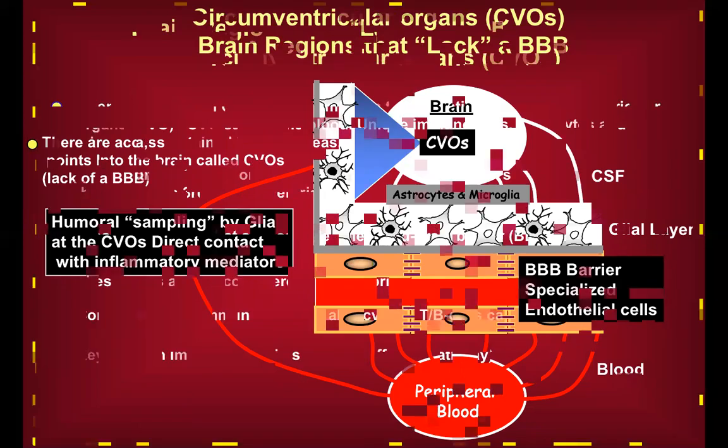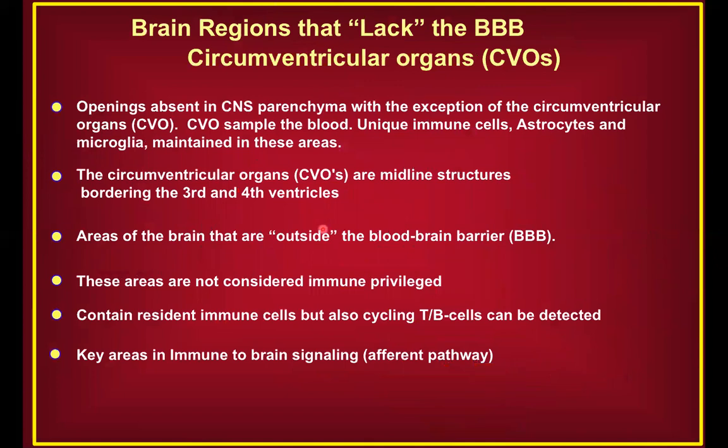So there's a lot of things that happen within the CVOs because they lack a reliable integrity structure of the blood-brain barrier. It's still there. There are still endothelial cells there. It's just not the same tight junctions. So in terms of neuroimmunology, the reason this slide is highlighted again is that I want you to know these are areas of immune surveillance. We see them along these midline structures bordering the third and fourth ventricle. These are not considered immune privileged. They are outside the blood-brain barrier. If you were to sample these areas, within the CSF, you do find cycling T and B cells, which are cells of the peripheral immune system. And we can see these circumventricular organs as key areas of immune to brain signaling, the way the immune system can signal the brain.